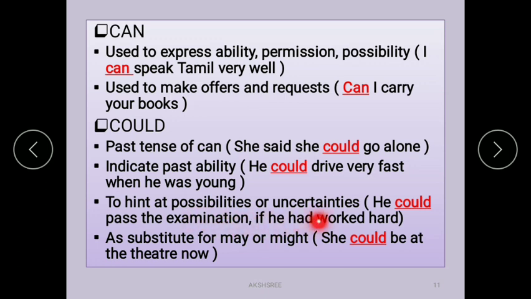To hint at possibilities or uncertainties, that is, he could pass the examination if he had worked hard. It is a possibility, that is, if he had studied, he could have passed the examinations. Next, a substitute for may or might. Could is used to substitute may or might, that is, she could be at the theatre now. That is, she may be, she might be. It is a possibility.